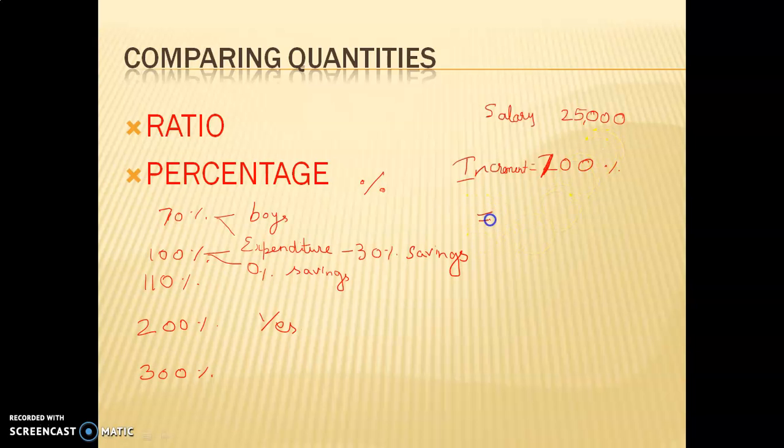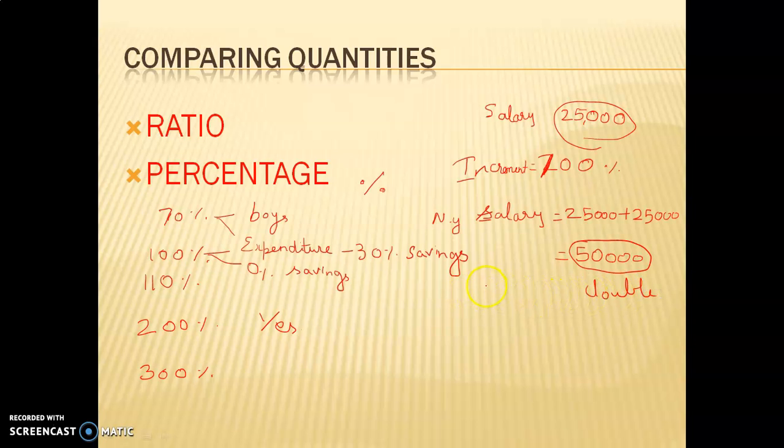What does it mean? Next year, his salary will not be just 25,000. Along with this 25,000, he gets an increment of 100%. What will be the 100% of 25,000? Again 25,000. So what has happened to my salary? That person's salary is 50,000. So the next year, he gets double the salary. Salary is doubled. So 100% is related to doubling.